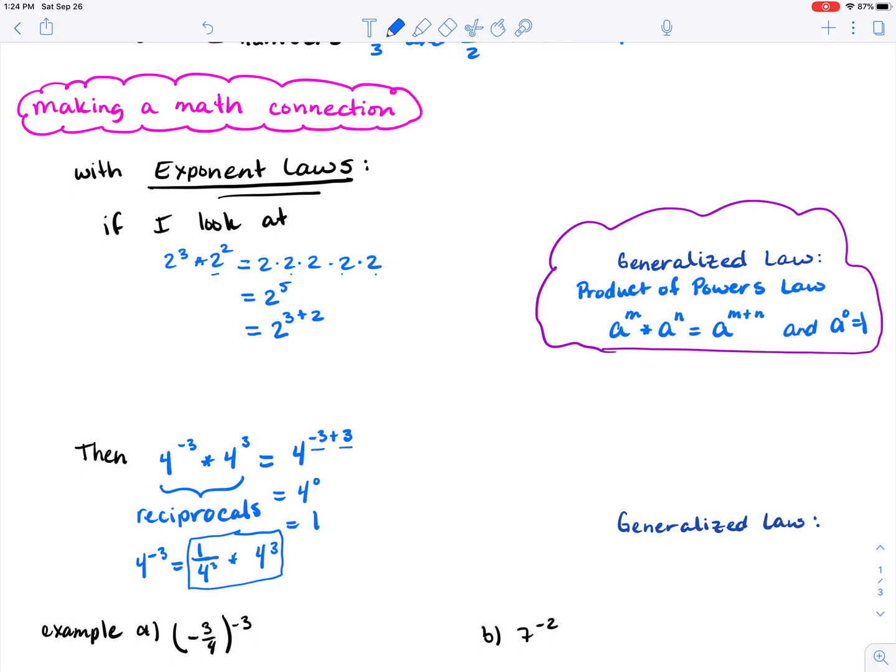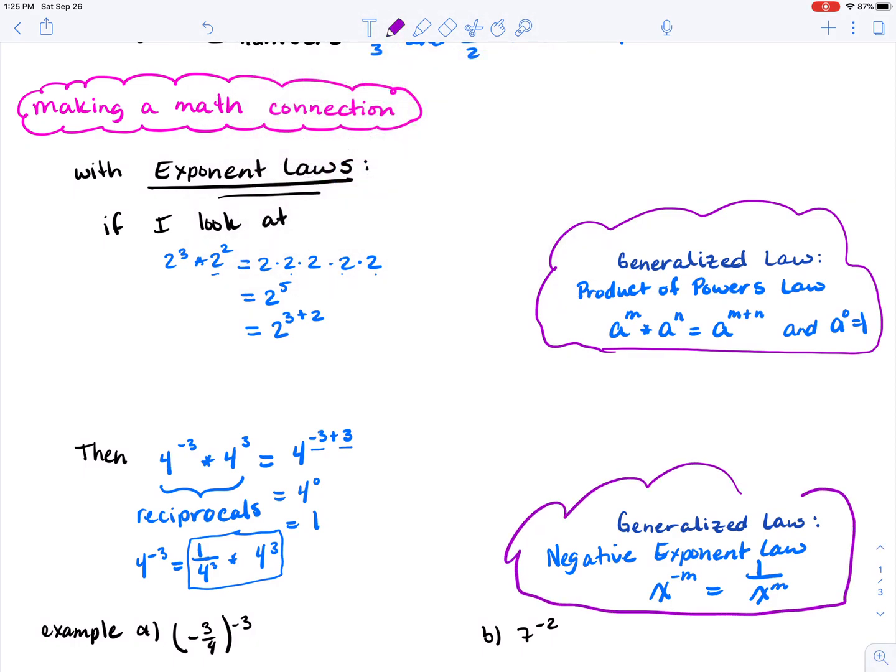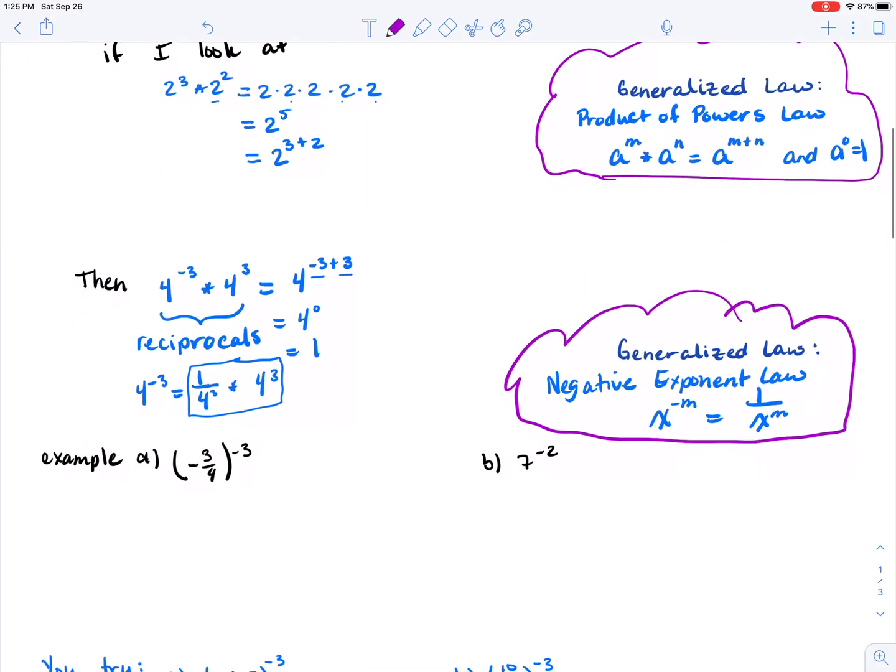So if we generalize this law, which is called the negative exponent law, then we can say that any x to the negative m is the same as saying 1 over x to the m. So again, this is our generalized law. Let's look at two concrete examples.